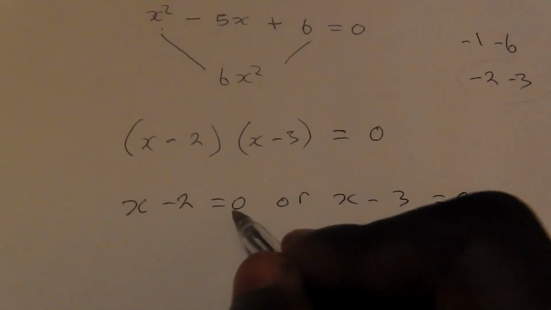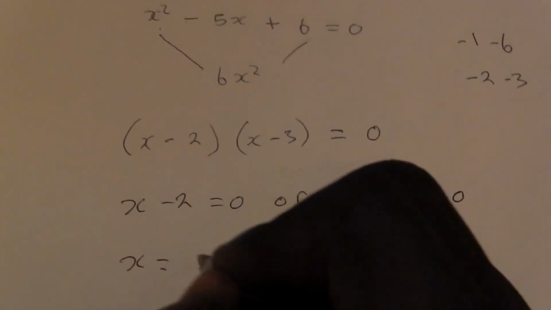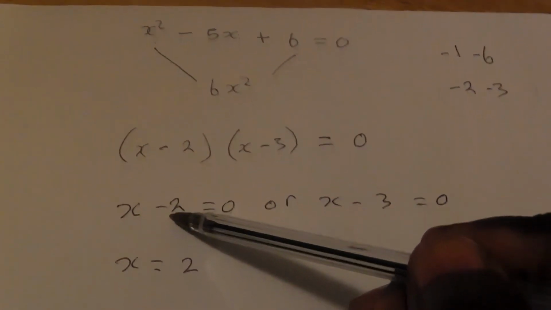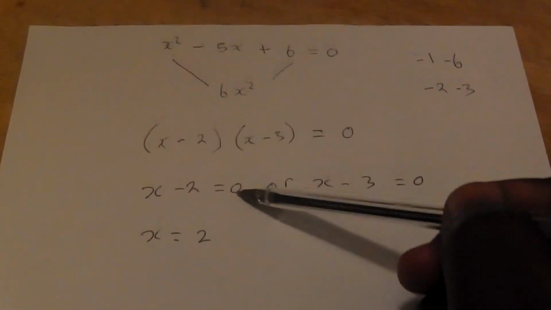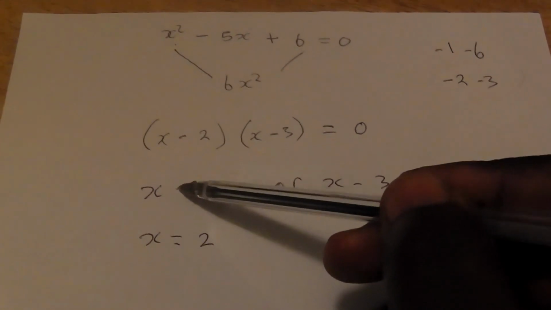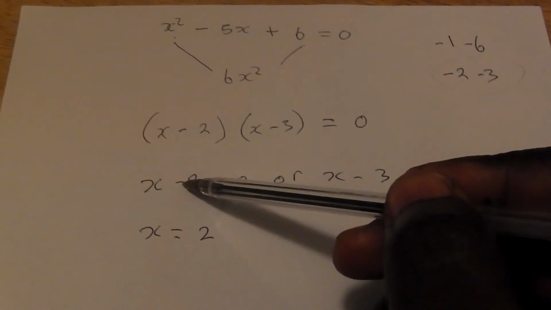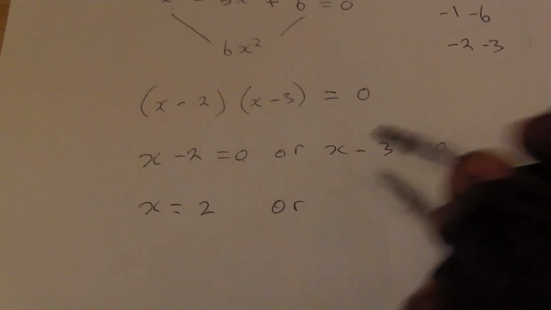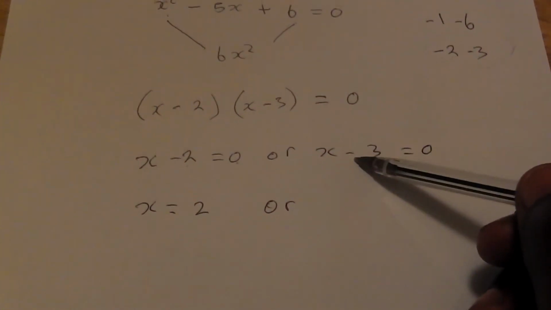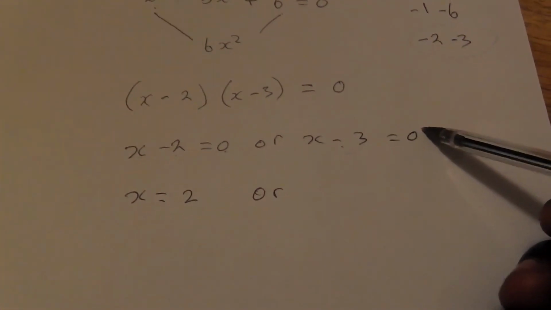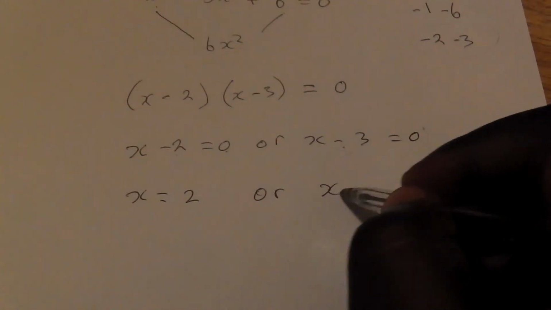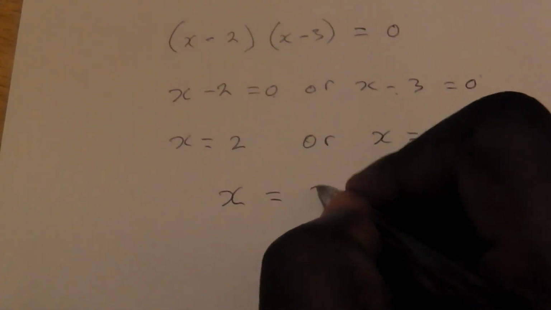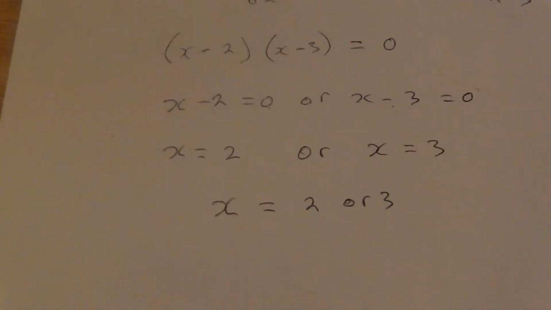So we solve these separately. This will become x is equal to 2, because now we are taking this 2 to the other side. Here this 2 was negative. When it goes to the other side of the equal sign, its sign changes. So here it was negative, on the other side it will be positive. So here we've got x is equal to 2. Or, for this one as well, our 3 is negative here, and if it goes to the other side of the equal sign, it will become positive. So also here x is equal to 3. So our x is equal to 2 or 3. Now we've got our two roots.